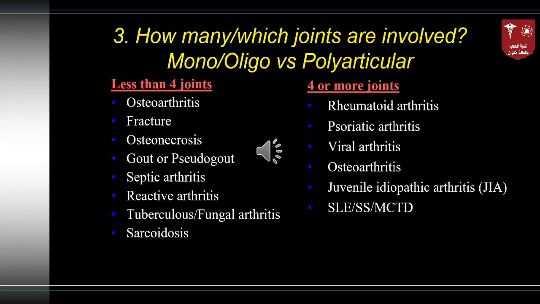To the next question. How many joints are affected? If it is one joint only, we call it monoarthritis. If it is 2 or 3, we call it oligoarthritis. If it is 4 or more, we call it polyarthritis. And these are a list of some common causes of oligo and polyarticular affection.